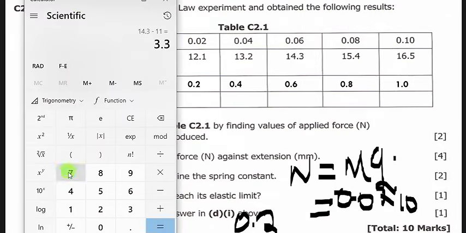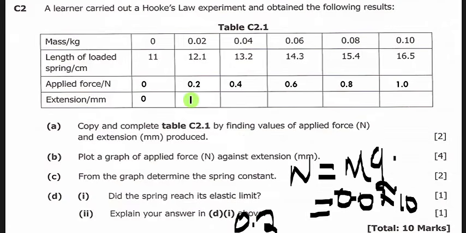Then here you say 15.4 minus 11, which will be 4.4. Again you say 16.5 minus 11, which would be 5.5. So these are the values which are going to be here: 1.1, 2.2, 3.3, 4.4, 5.5. So we are done with this one.